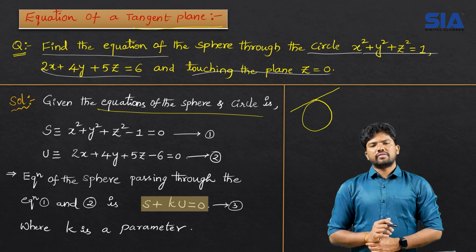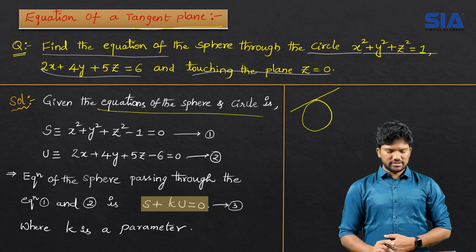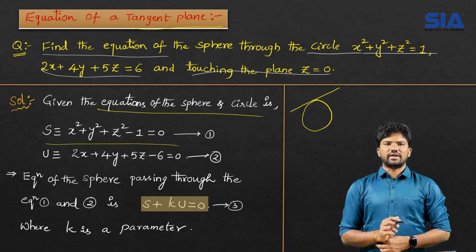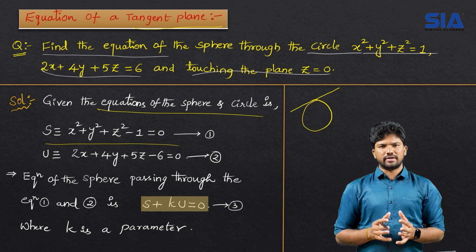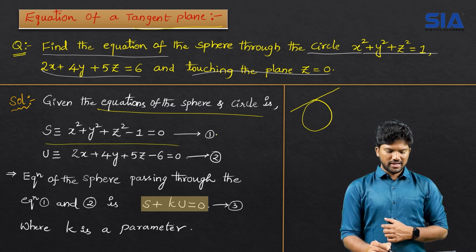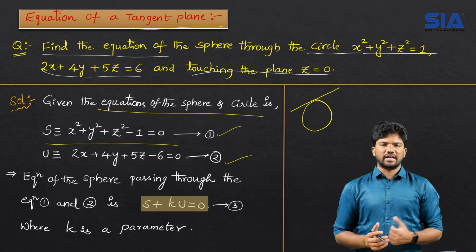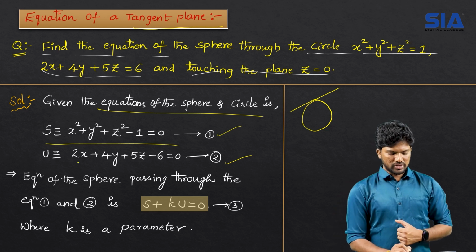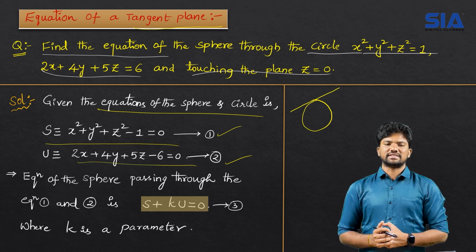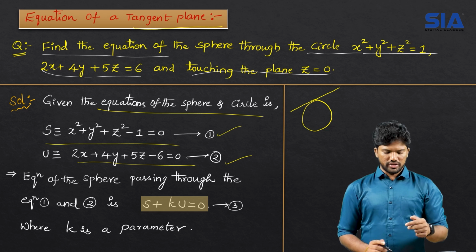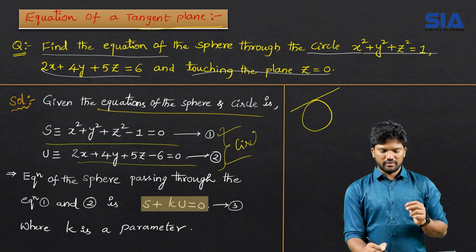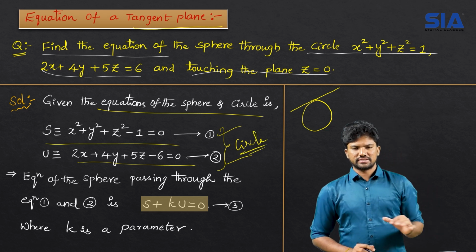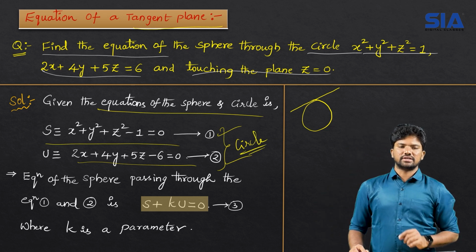The given equations of the sphere and the plane: the sphere we always indicate with capital S, congruent to x square plus y square plus z square minus 1 is equal to 0. Take that one as equation number 1. And the given plane we can indicate with capital U, congruent to 2x plus 4y plus 5z minus 6 is equal to 0. So equation 1 and equation 2 represent a circle, as you know very well, we discussed in the previous classes also.